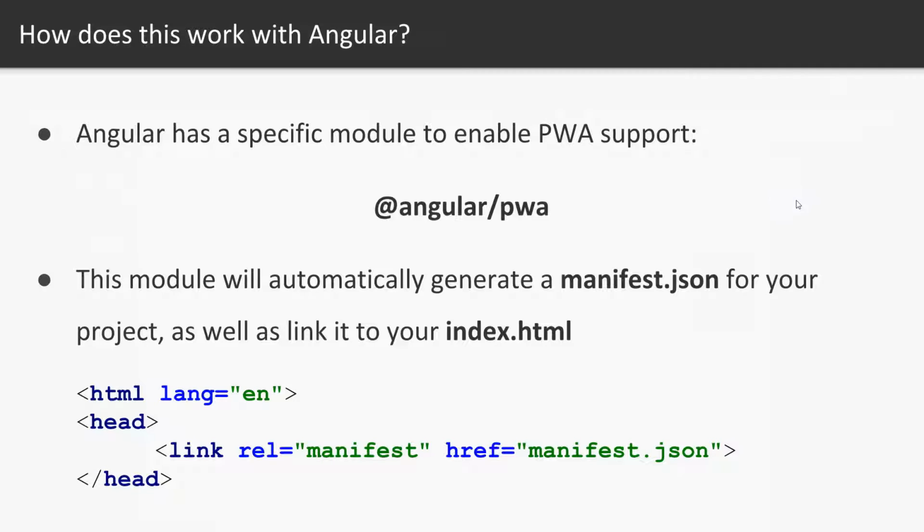So in the context of Angular, we're going to have a specific module to enable PWA support, and that's the @angular/pwa module. And this module is going to generate automatically a manifest.json for us. And it's going to add it to the index.html of our app so that browsers know where to find the manifest, and then they're just going to use it.